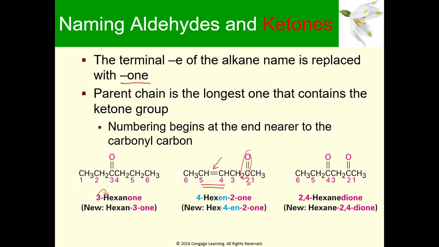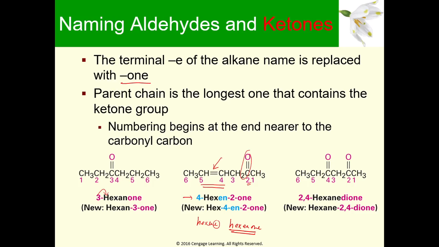So how do we name this? The parent chain is also 6 carbons long, meaning it's hexene in nature. It's hexene because it has a double bond. But since you have a ketone here, you drop the E and make it -one. So hexenone. Okay? But we need to indicate where the position of the double bond and the C double bond O is. So in the old naming, it's 4-hexen-2-one.